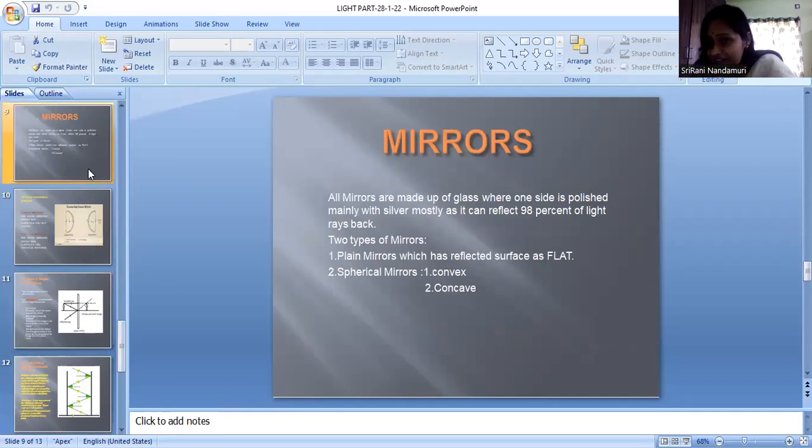And by the way, you came to know the sources of light, the medium required for light and their classification. So what are light rays?